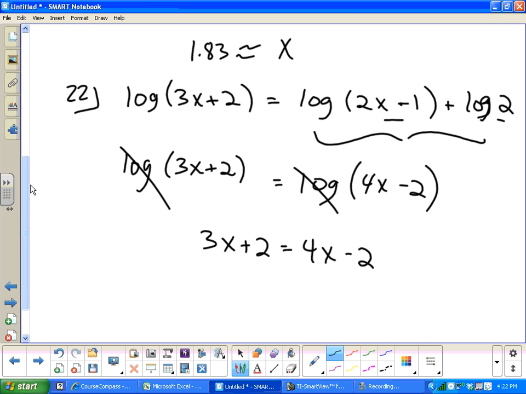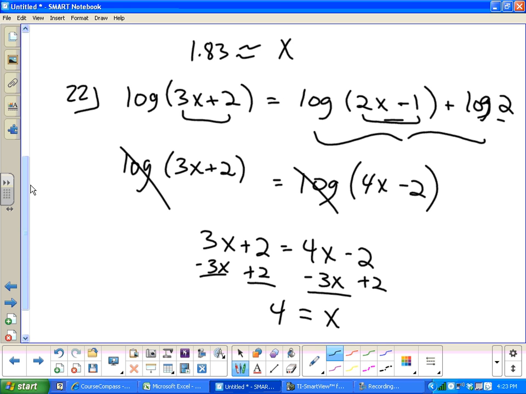Now, let's solve it here. I'm going to subtract 3x from both sides. That's just going to give me x. I'm going to add 2 to both sides here. And so that would just give me 4. Now, let's see if 4 is going to be okay. 4 there would give me something that would be positive. If x was 4 there, that would again be positive.